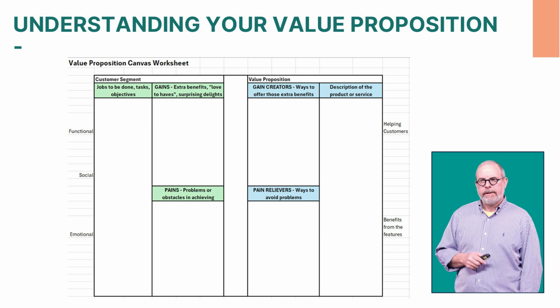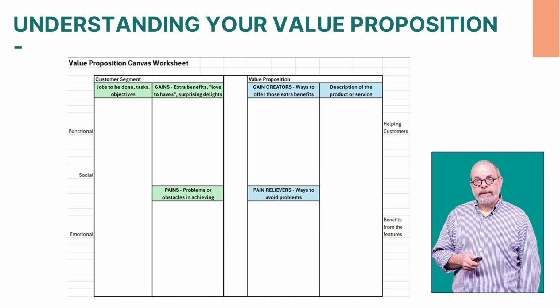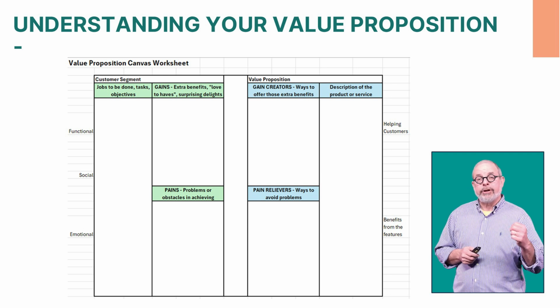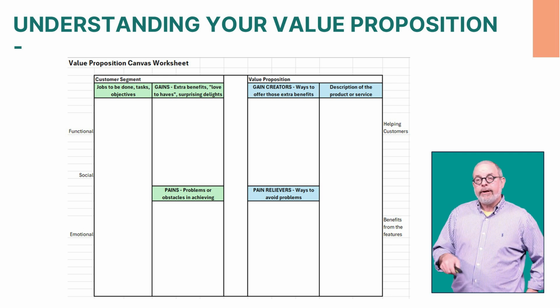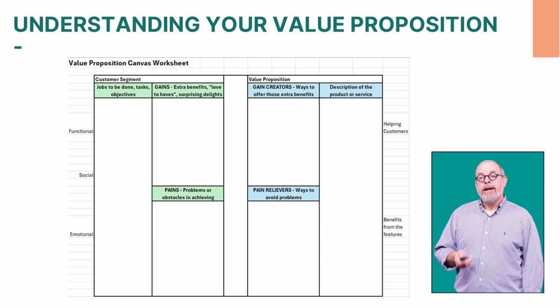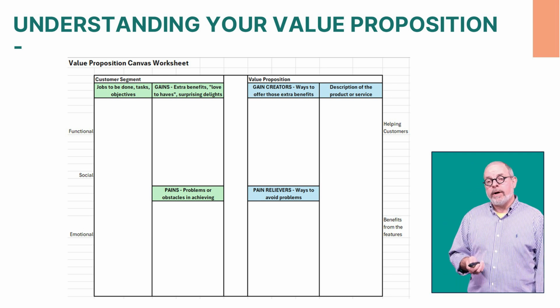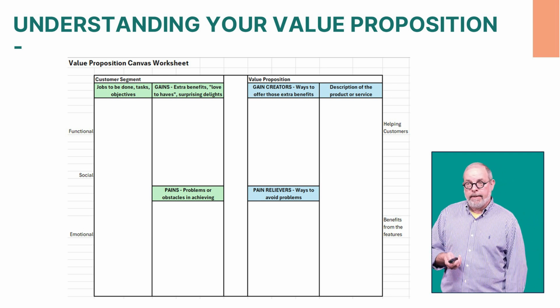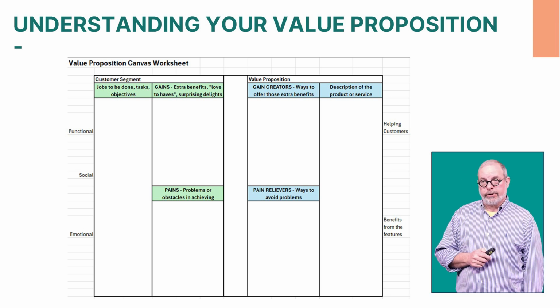Does everybody understand this construction and worksheet for the customer segment? Number one, fill out the jobs to be done in terms of function, in terms of social needs, in terms of emotional needs, and make a list. Secondly, figure out those extra benefits, those love-to-haves, those surprising delights in the gains that are to be made from the product or service. And lastly, what are those pains that are overcome by the customer through your product or service?